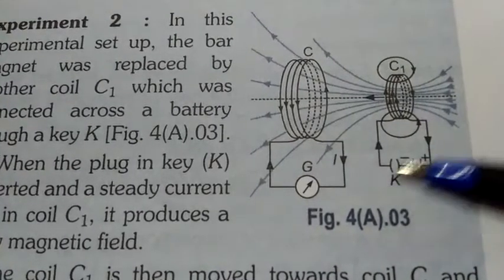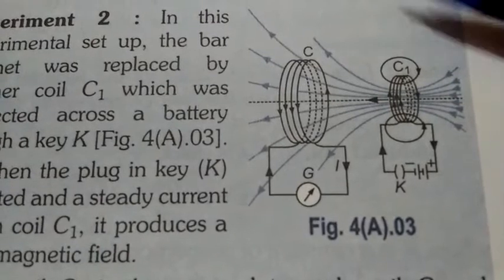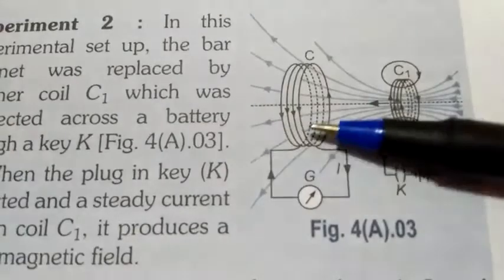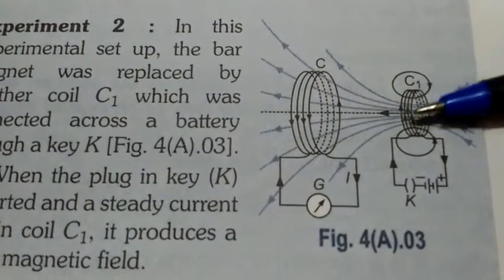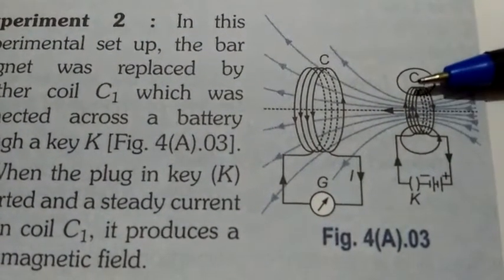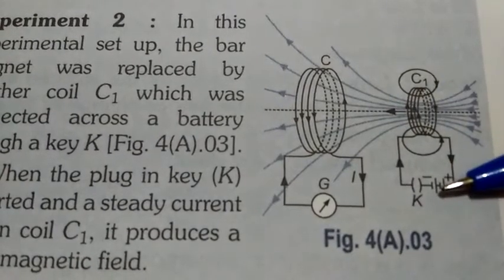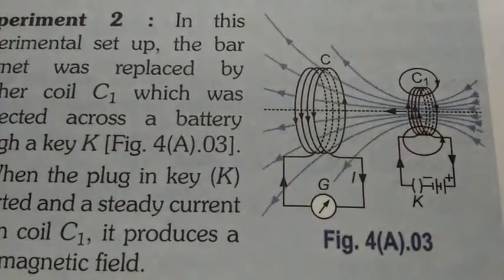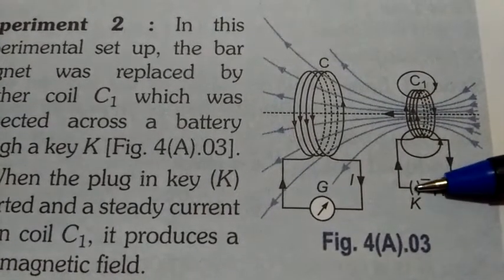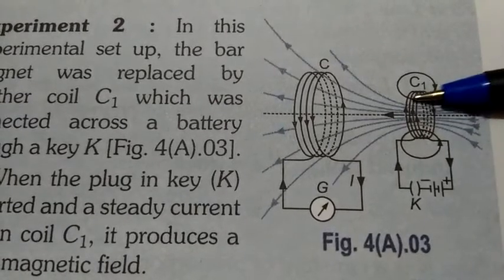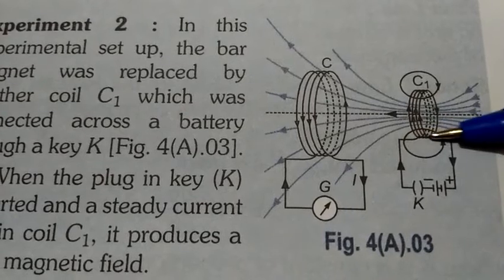Now here you can see this is the arrangement for the second experiment. In the second experiment, the first coil is the same as we used in the first experiment. But here, in place of the bar magnet, we are now using another coil. And this coil, you can see, is connected with a power source and a key. Okay, here you can see the key and power source. So when we switch the key on, current starts flowing through the coil. You can see this is the direction of current.